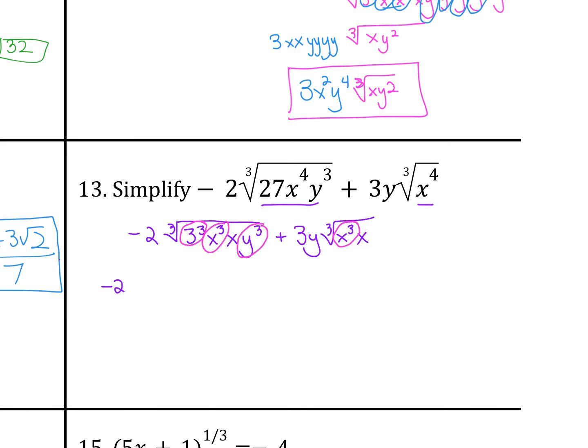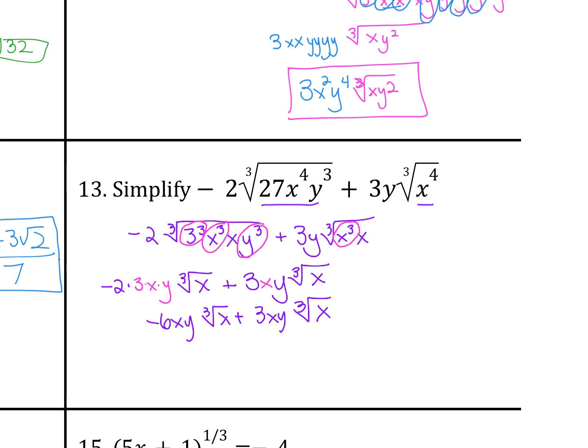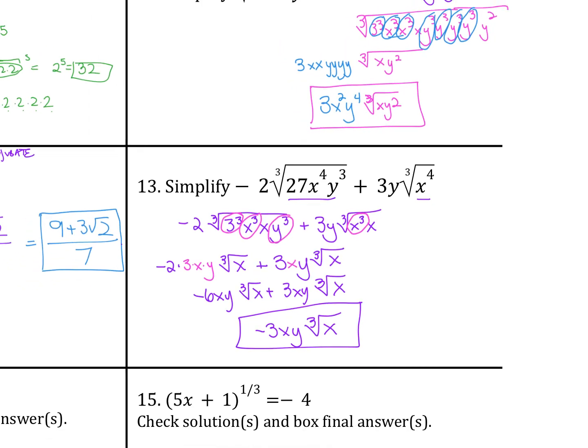So this is going to be negative 2 times 3 times x times y, and we're left with cube root of x, plus 3, and x comes out, times y, and we're left with a cube root of x. So negative 6xy cube root of x plus 3xy cube root of x. Now they are alike. Now you may add them together. So negative 6xy plus 3xy is a negative 3xy cube root of x. So as here, this is an example of showing full work on your paper.